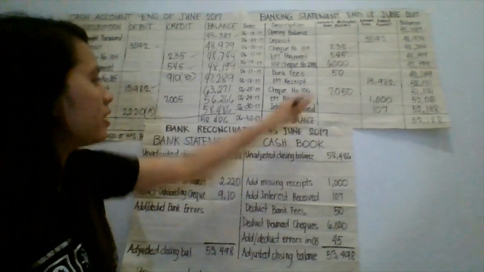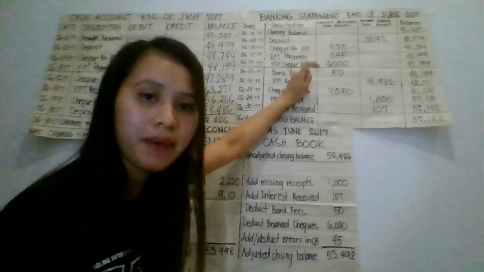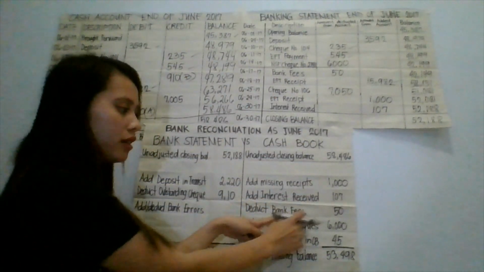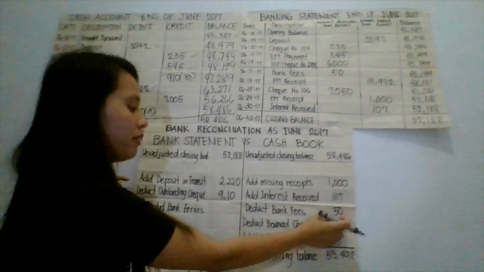Next, we have the bank fees of 50 pesos recorded in the bank statement, not here. So place it here. Deduct the bank fees of 50, okay? Deduct the bank fees of 50.